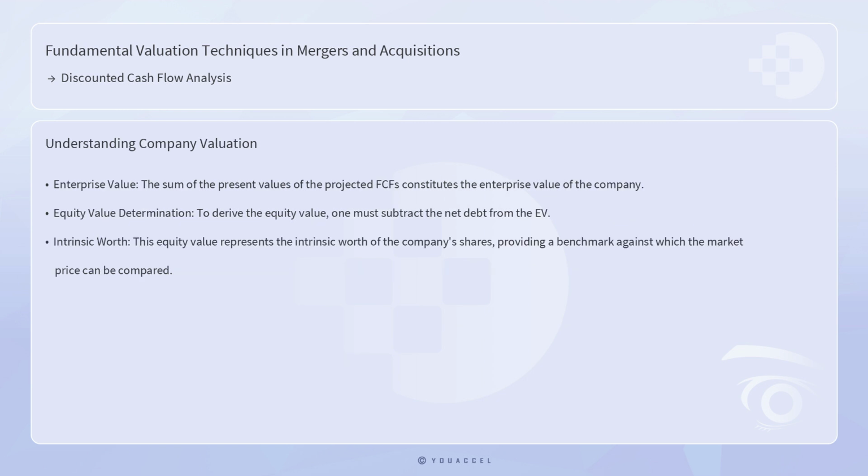The sum of the present values of the projected FCFs constitutes the enterprise value of the company. To derive the equity value, one must subtract the net debt from the EV. This equity value represents the intrinsic worth of the company's shares, providing a benchmark against which the market price can be compared.